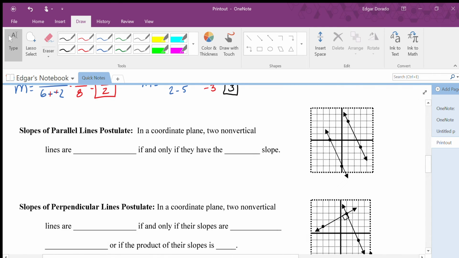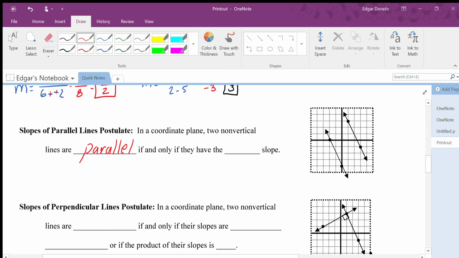Alright, so next thing. We have a new postulate here. It says the slopes of parallel lines postulate. And it says in a coordinate plane, two non-vertical lines are what? Well, if you haven't learned this already, this is going to be new for you, but some of you guys might already know what it is. So let's read through it again. In a coordinate plane, two non-vertical lines are parallel if and only if they have what?